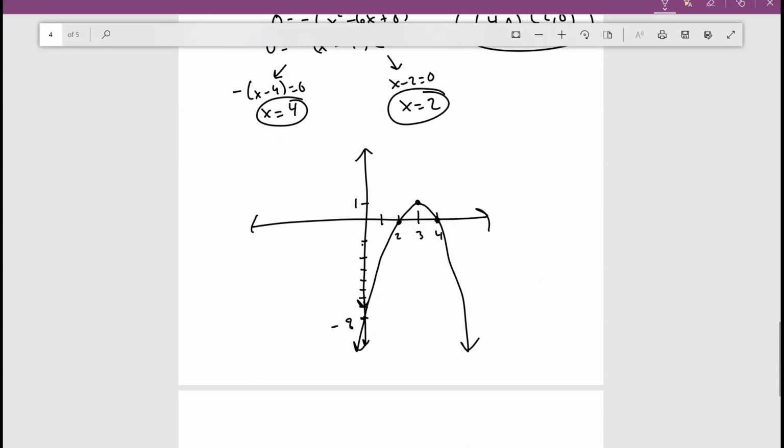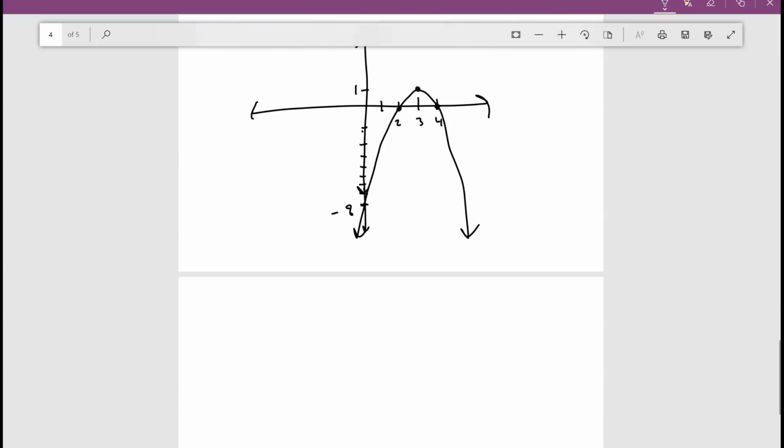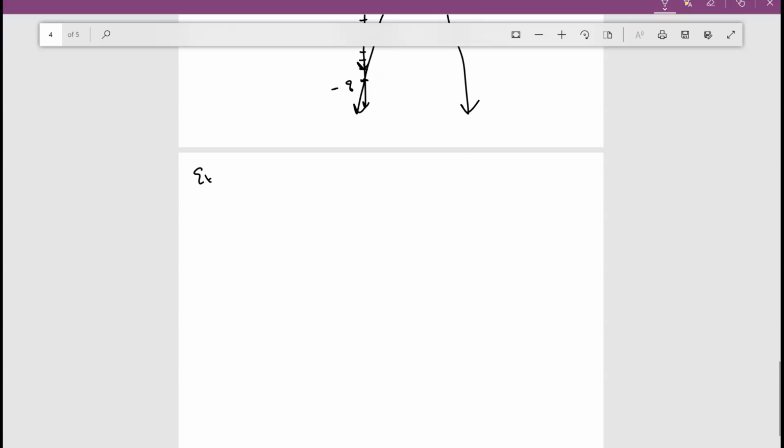Okay, now let's solve another problem. Here's my other example. So let's say we want to write y equals 2x squared plus 4x plus 5 in standard form. And then graph. So that's what we're going to try to do. So we're going to write that in standard form and then graph it.